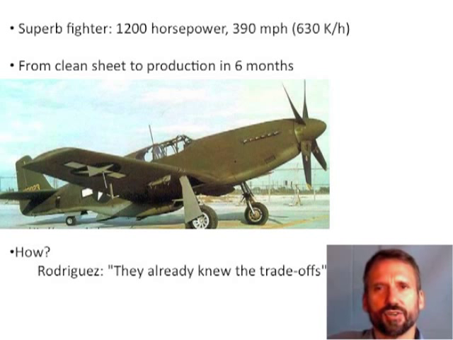During the 1990s, Jose Rodriguez found some of the men who had worked on the initial design and asked them, "How in the world did you do that? How could you design such a complex and effective piece of machinery and put it into production in 6 months?" They said, well, first of all, of course, it was wartime, and so we were all working about 60 hours a week. But second, and more important, we already knew what all the trade-offs were.